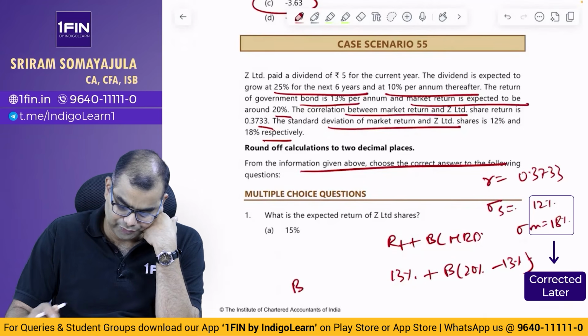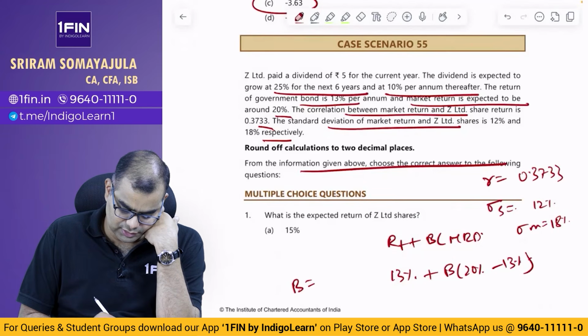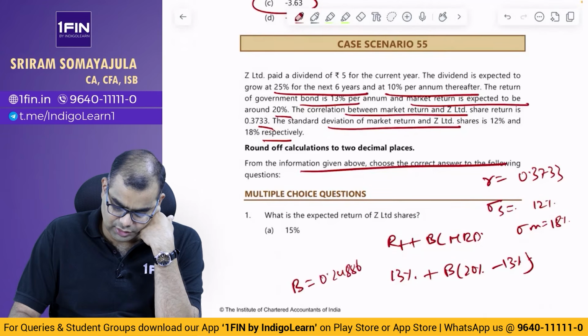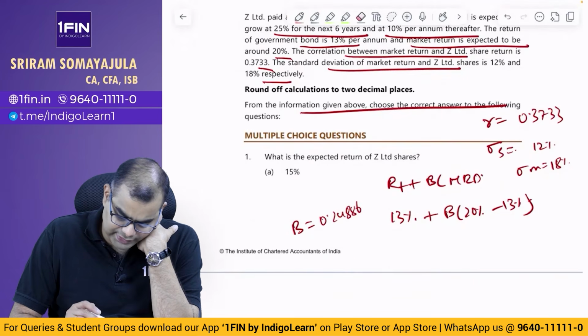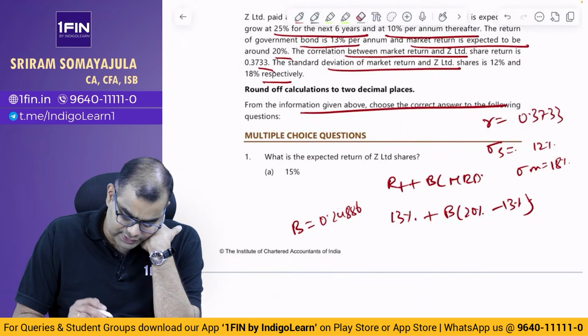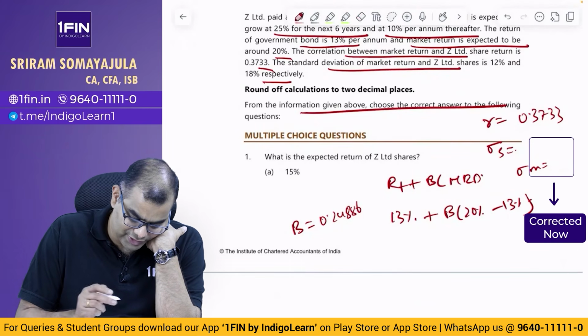Beta is equal to 0.3733 into 0.12 by 0.18. That is 0.24886 into 0.07 plus 0.13. You get 14.74. I didn't get anything else. See, I made a mistake. I wrote it upside down. This is why you have to be careful.